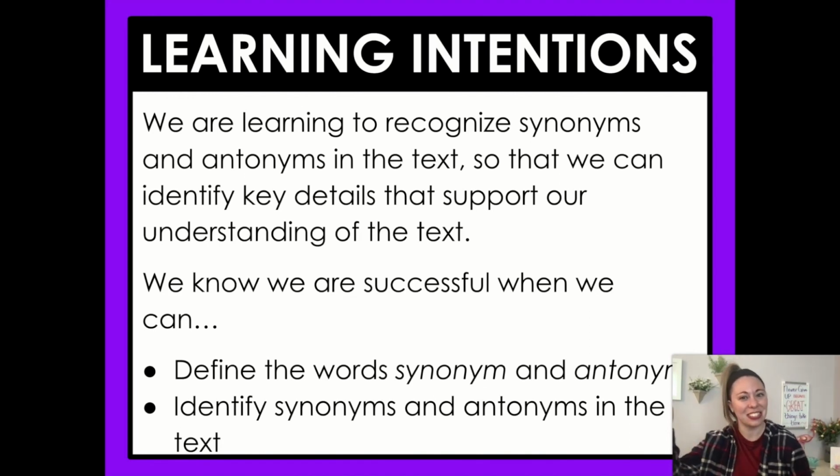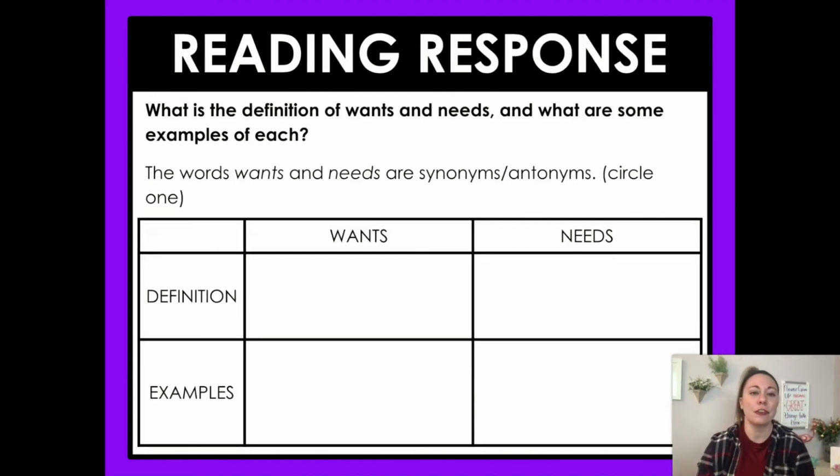All right, check. So for your reading response, I need you to give me the definition of the word wants and the word needs and some examples of each one. So in the box, you'll put the definition of the word wants and the definition of the word needs, and then some examples of some things that you want and some things that you would need. Then I also want you to circle one. The words wants and needs, are they synonyms or antonyms? You're either going to circle the word synonyms if they're synonyms or antonyms if they are antonyms. Easy peasy, lemon squeezy, right?